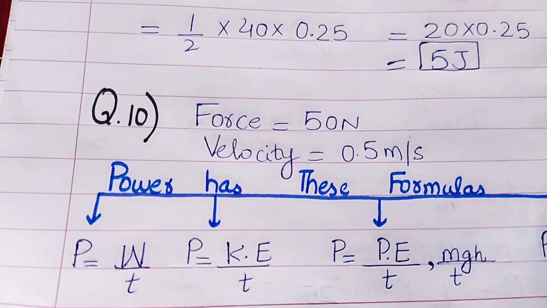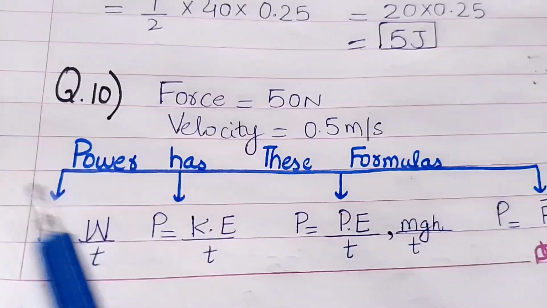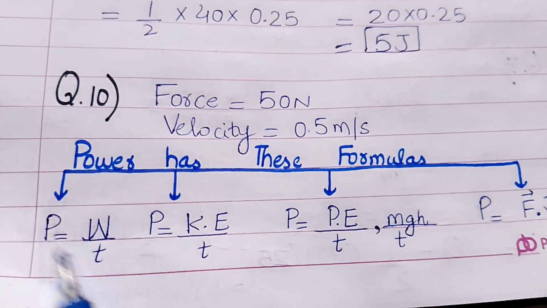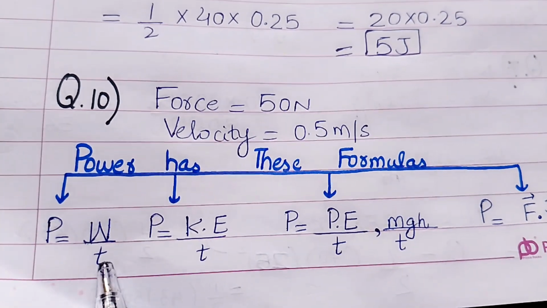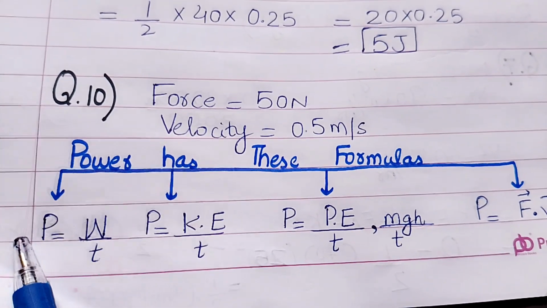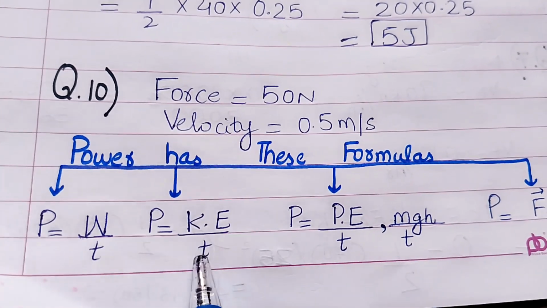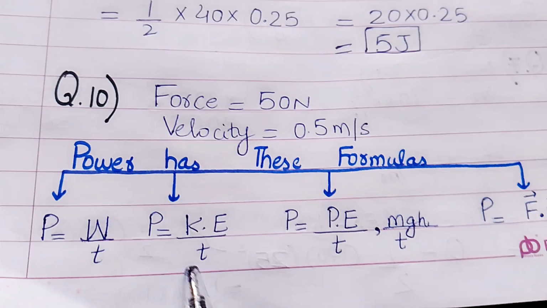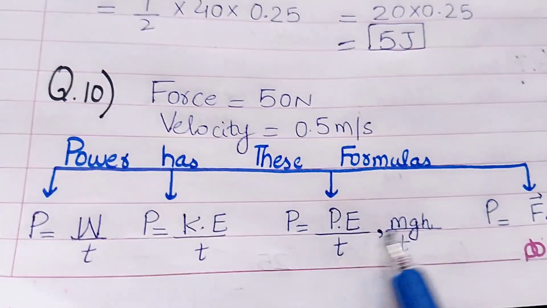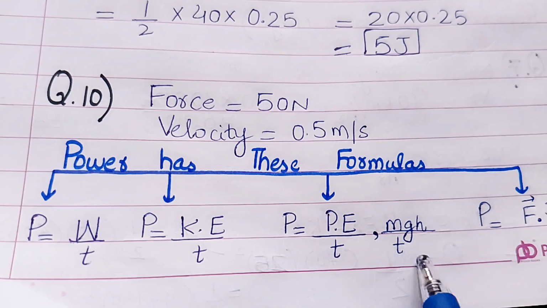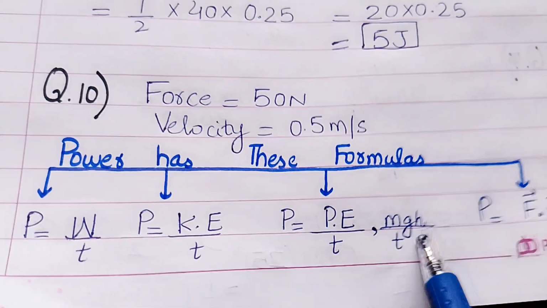There are a lot of formulas for the power. These are the values given in our data, so we can use these formulas for the power. One is power is equal to work divided by time, or the rate of change of work is equal to power. The second is power is equal to kinetic energy divided by time, and the third one is power is equal to potential energy divided by time, or mgh divided by time, because potential energy is also mgh.